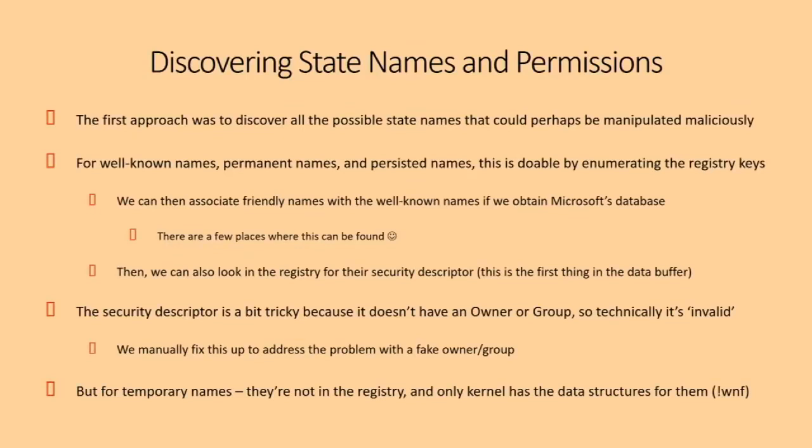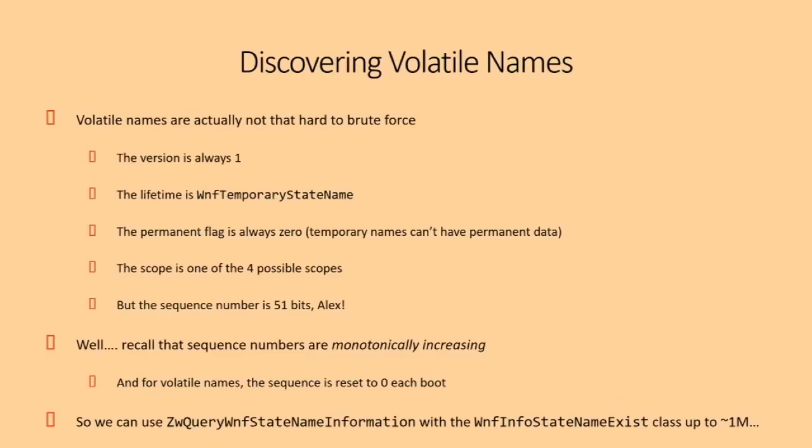But temporary names, they're only known to the kernel. They're not in the registry. So I also wanted to play around with temporary names. I'm like, well, how do I get those without having a kernel extension? Well, if you think about a temporary name or a volatile name, again, it's a state name like any other. So it's got a version, and the version is always 1. It's got a lifetime, and the lifetime is temporary. It's got a permanent flag, which by definition is 0 because the temporary name can't have permanent data. And the scope is one of the possible scopes, right? Machine scope, or process scope, or user scope. So the only part that's left to guess is the sequence number, and the sequence number is 51 bits.